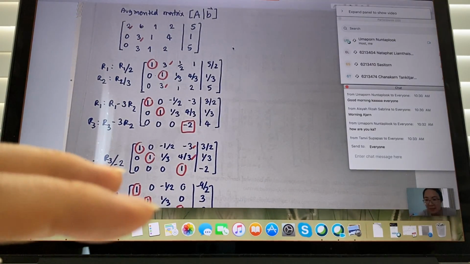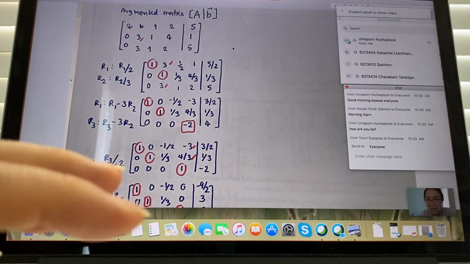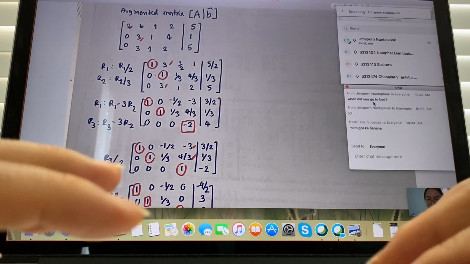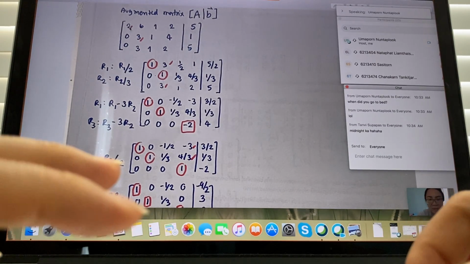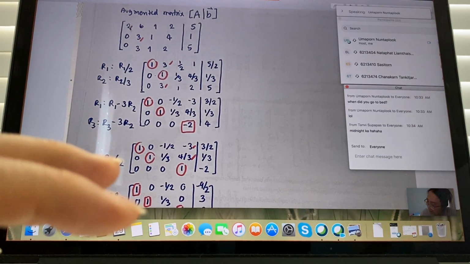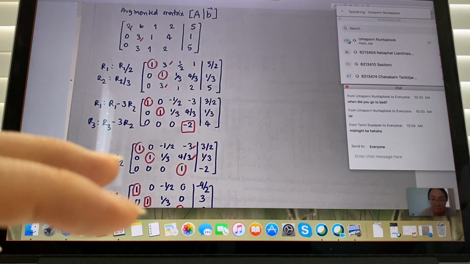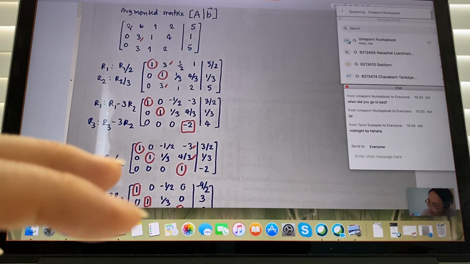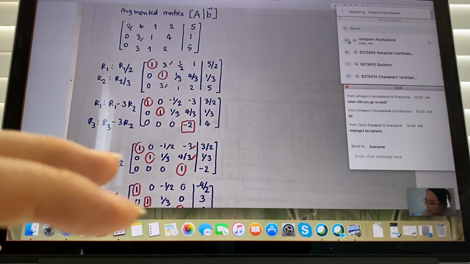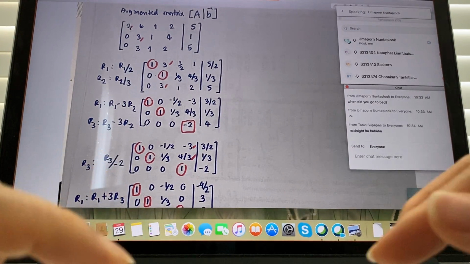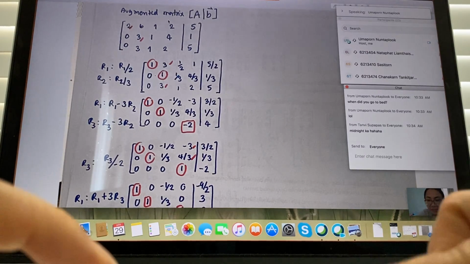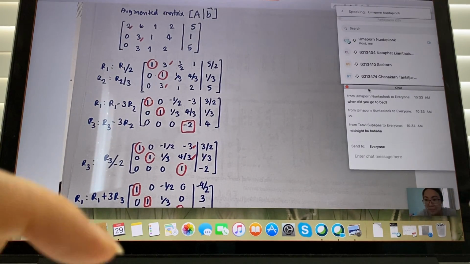Let's begin with this one. Last time I gave you one problem. Remember, I gave you the problem of 2x1, no, 2x plus 6y plus 3z plus z plus 2w equal to 5. That problem. Did you give a try?